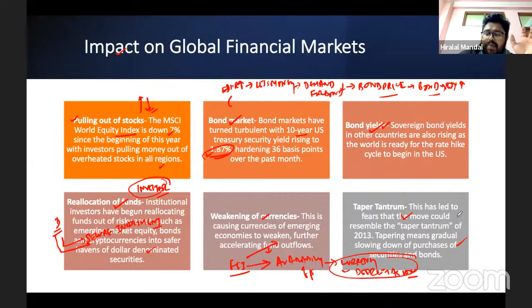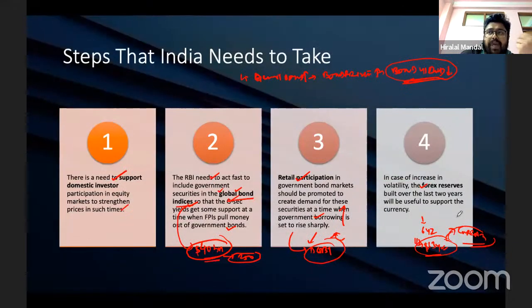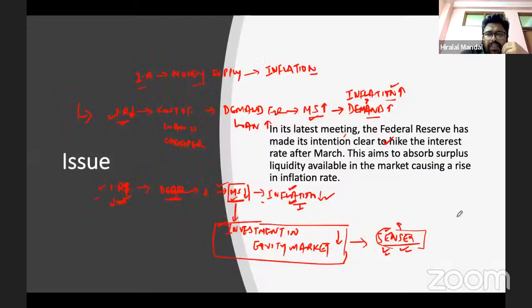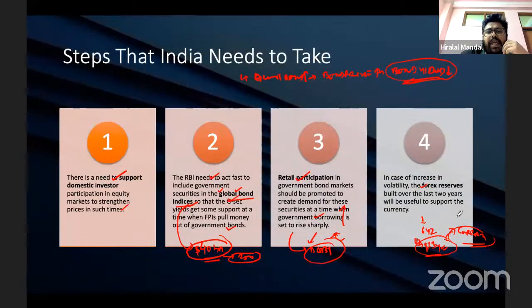So there will be some impact, but there are avenues as well, because in India we do not have a similar kind of situation as in the US. In the US, the inflation rate is very high, but in India it is still in a manageable situation. That's why we can afford to continue the policies for a fairly long period of time, at least 2 more quarters. All right. So this is what we have understood from the first issue, that is, US federal policy tightens global liquidity. This is the impact, this is the step, and this is how we can control the impact on India.